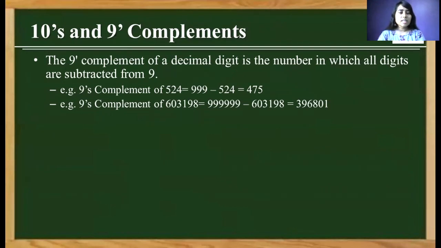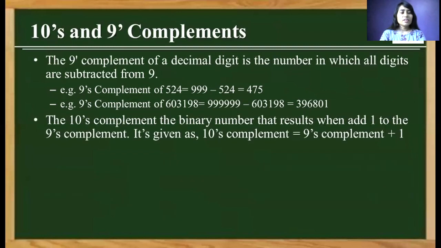Let's take another example. The nines complement of the decimal number 603198 can be calculated by subtracting all digits from 9. So here we have the answer 396801. So this is how we can calculate nines complement. We have to just subtract every digit from 9. And the tens complement of any number can be calculated by just adding 1 to the nines complement. Basically, tens complement is equal to nines complement plus 1.